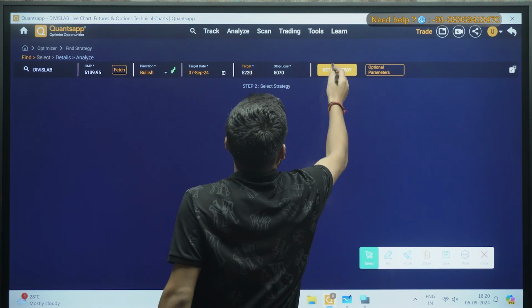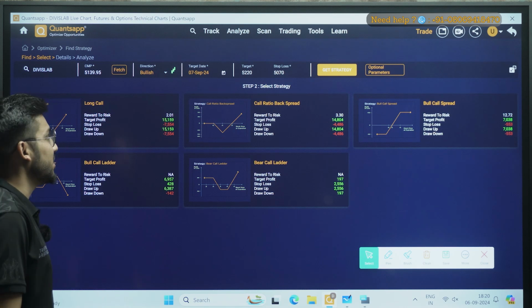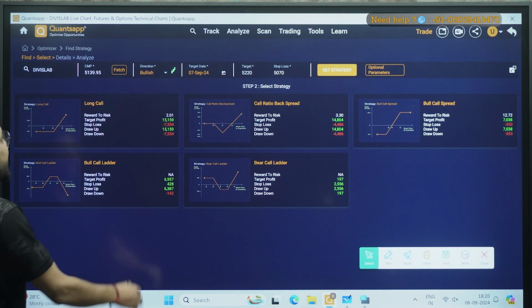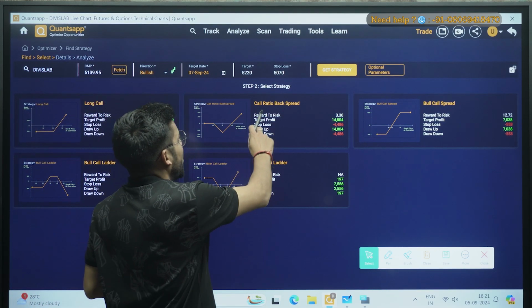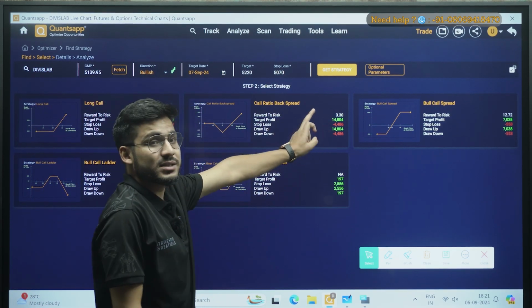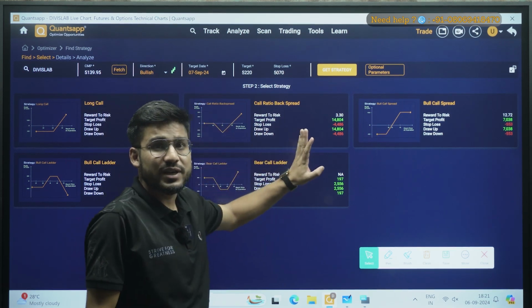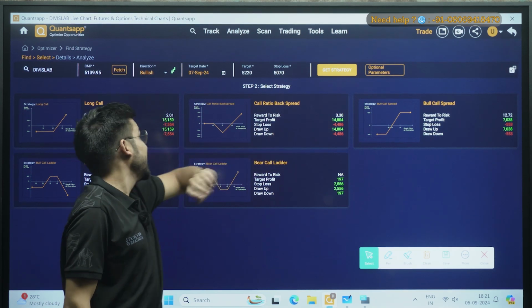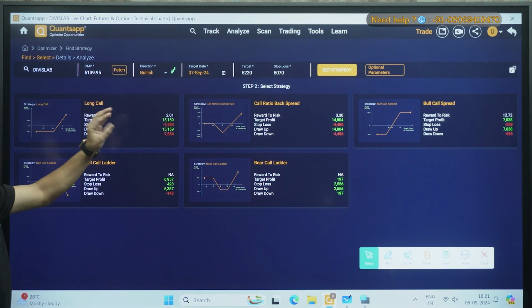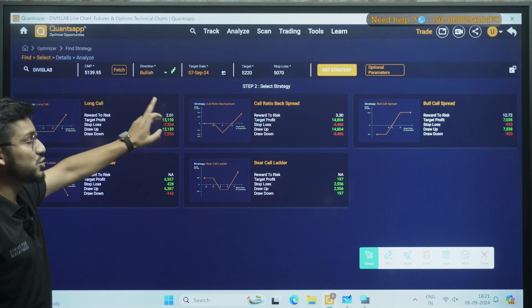Now if I click here, get a strategy, these are the strategies I'm getting here. Okay, so in the long call, I'm getting a risk reward ratio of 2.01. In the call ratio back spread, I'm getting a risk reward ratio of 3.30. So that is why sometimes hedging is very important. Because here I'm getting a risk reward ratio of 3, whereas if I take only a naked long call, at that time I'm getting a risk reward ratio of 2.